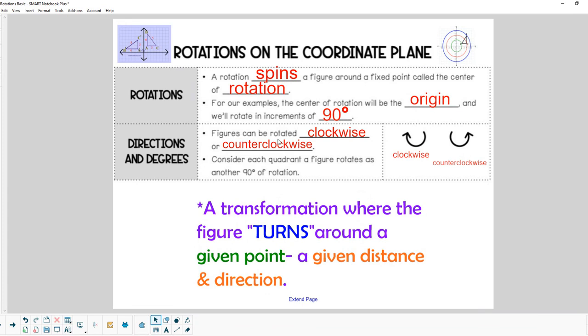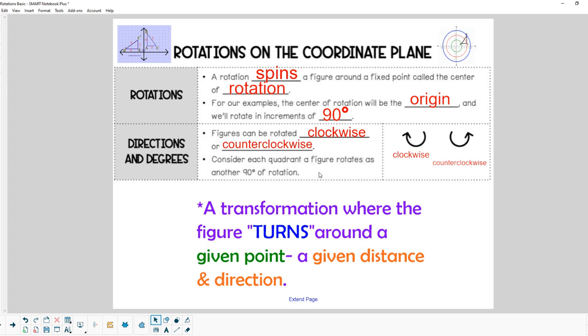Okay, figures can be rotated clockwise or counterclockwise. If you notice the arrows, if you're going clockwise, that means you're rotating in the direction this arrow right here shows. If you're going counterclockwise, that means you're rotating in the opposite direction. Consider each quadrant a figure rotates as another 90 degrees of rotation. We know that a coordinate system is divided into 4 quadrants, each one being a 90-degree quadrant. So if you rotate it all the way around, that would be 360 degrees.